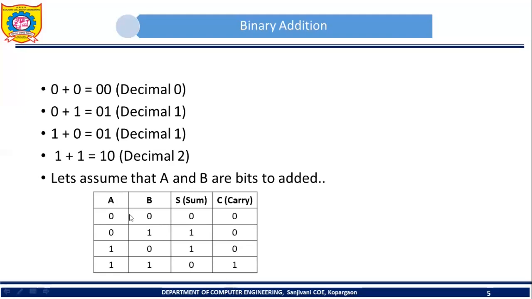Then consider last input combination 1 plus 1. So already I told you that 1 plus 1. So sum will be 0. So see sum is 0 and carry is 1. So please try to understand this binary addition.